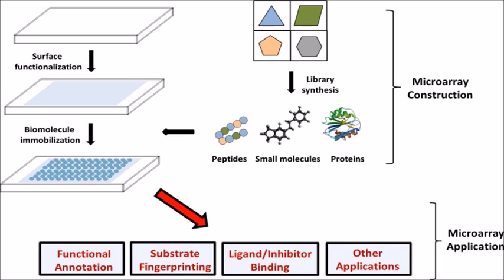The first one is substrate fingerprinting. One of the main applications of microarray in proteomics is to map ligand binding specificities of a protein. A comprehensive knowledge of enzyme substrate specificity can help the successful design of highly potent and selective inhibitors, facilitating the drug discovery process. Other than that is ligand or inhibitor binding.